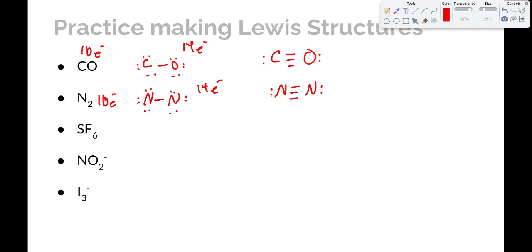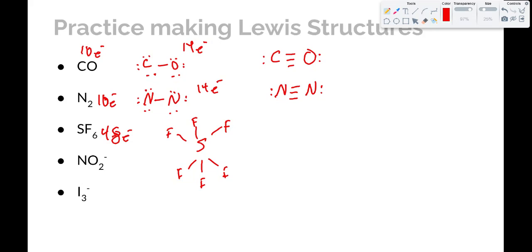SF6. 1 sulfur gives you 6 electrons. 6 fluorines is going to give you 42 electrons, so our total electron count should be 48 electrons. Skeleton structure. We'll put fluorines around there. Sulfur has more than a full octet, and that's allowable because it's a period 3. You couldn't do it with a period 2 or period 1, but you can do it with a period 3.